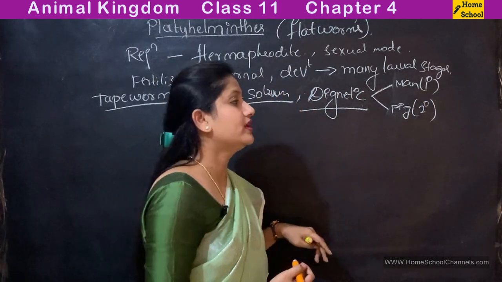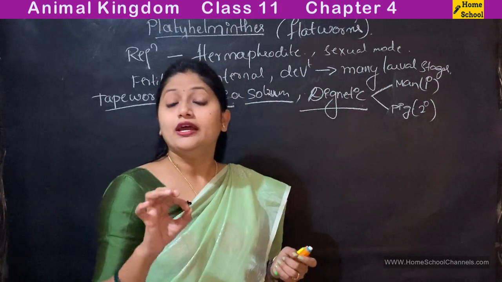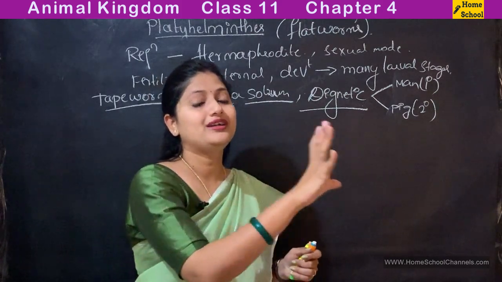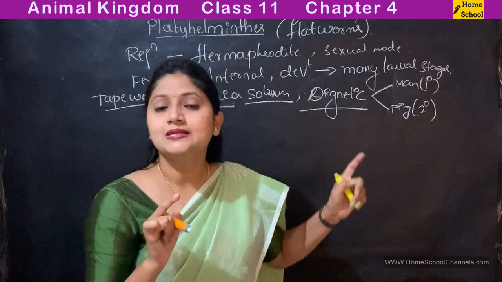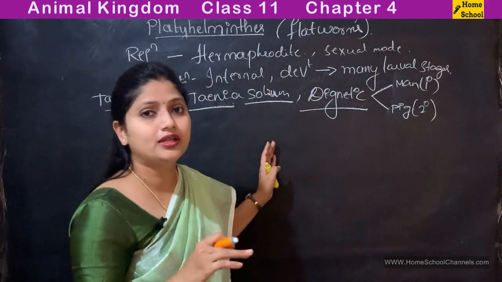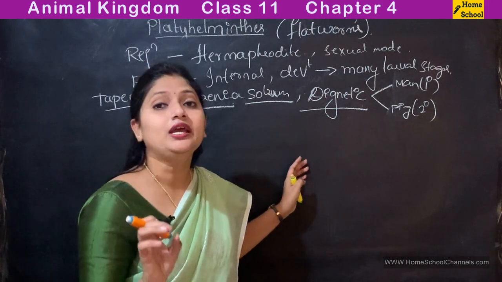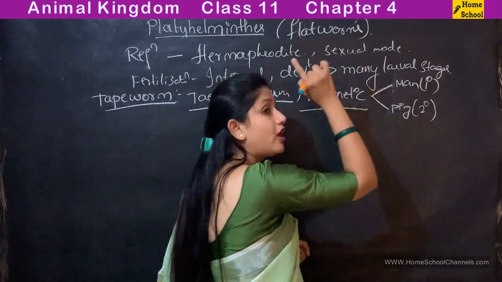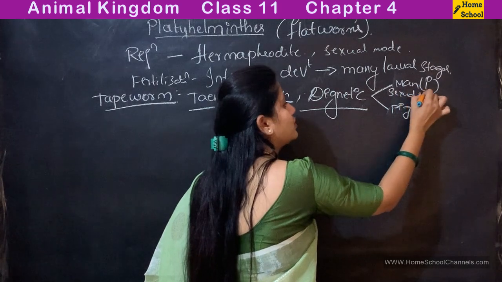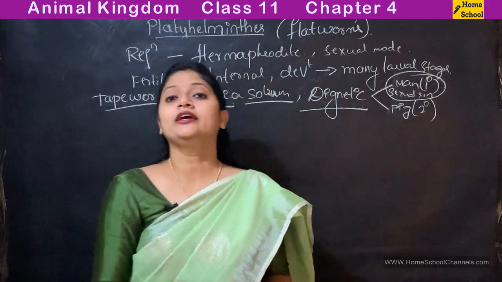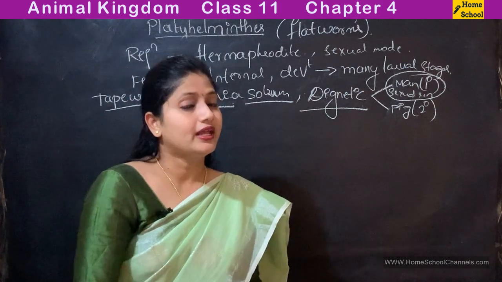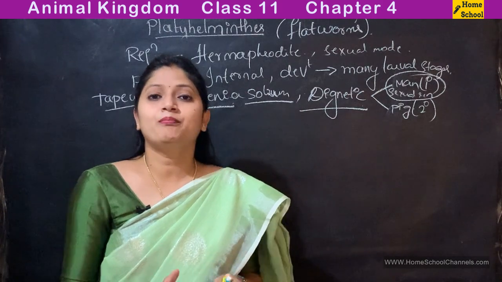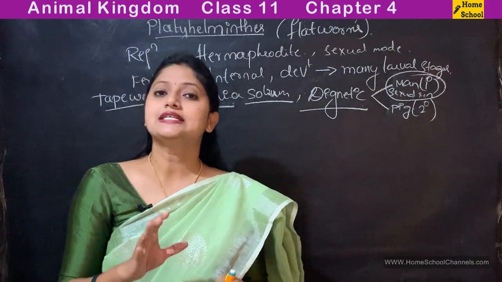Why do we call humans the primary host? Any host in which sexual reproduction takes place is taken as the primary host for a digenetic organism. Since the tapeworm and other Platyhelminthes are hermaphrodites, they show sexual reproduction, and that sexual reproduction takes place in humans for the tapeworms, so the human is taken as the primary host. The other part of the life cycle, that is development, takes place in the pigs, hence it is taken as the secondary host.